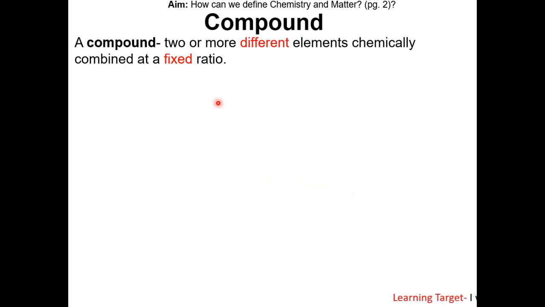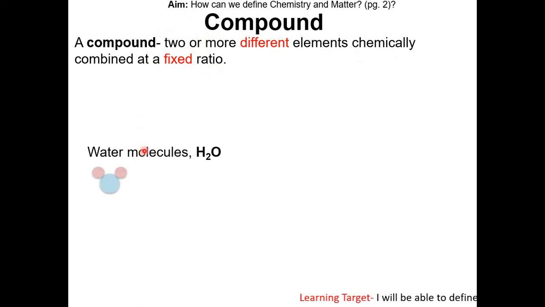The next type of matter is a compound. A compound is 2 or more different elements chemically combined at a fixed ratio. For example, water is considered a molecule and is also considered a compound because you have 2 different elements, hydrogen and oxygen, chemically combined at a fixed ratio. The ratio between hydrogen and oxygen is 2 to 1.